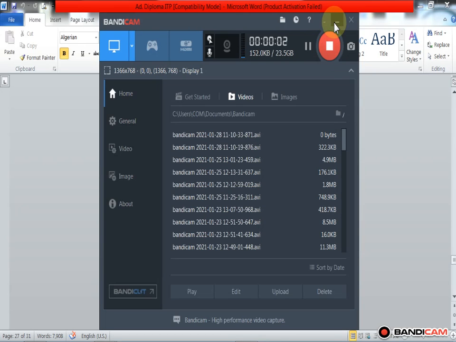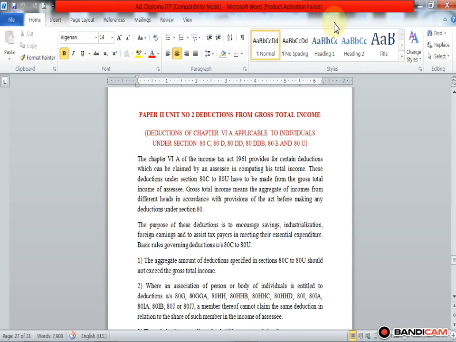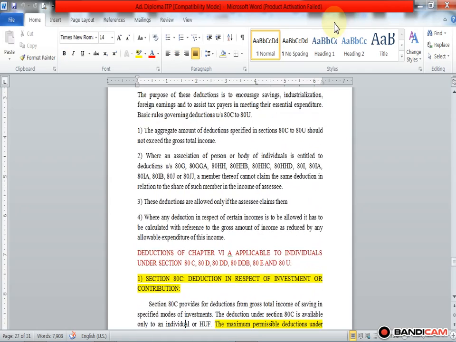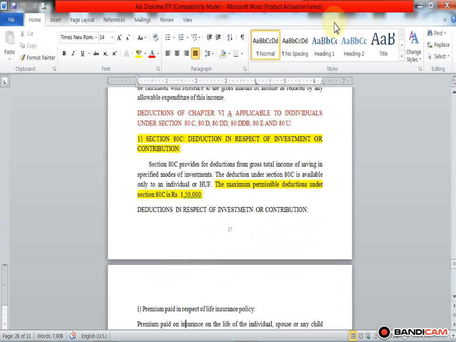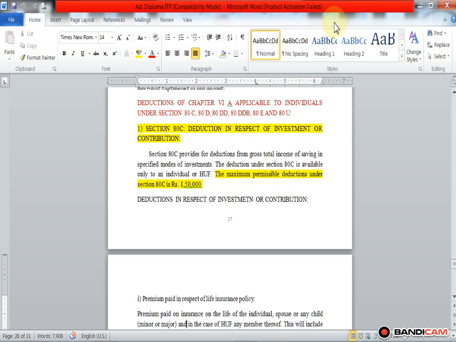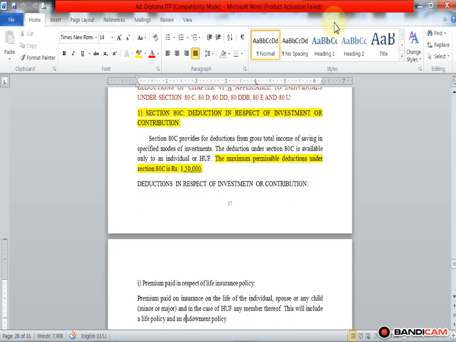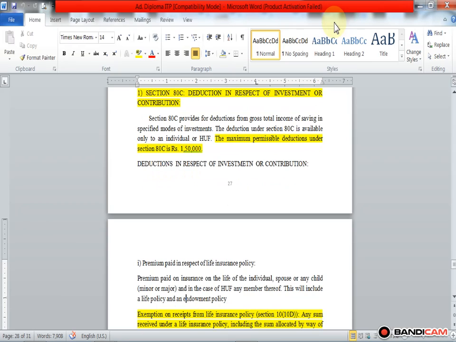Hello students, in our previous lecture we started unit number two in paper two, that is deductions from gross total income. In our previous lecture we studied section 80C, 80D, 80DD. Section 80C is related to deduction in respect of investment or contribution of the assessee.